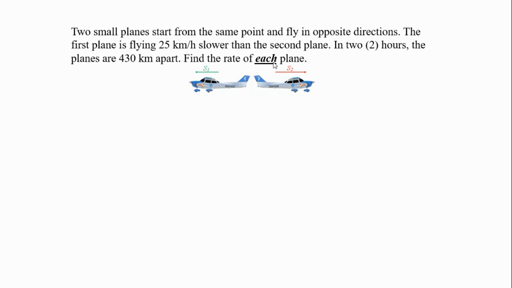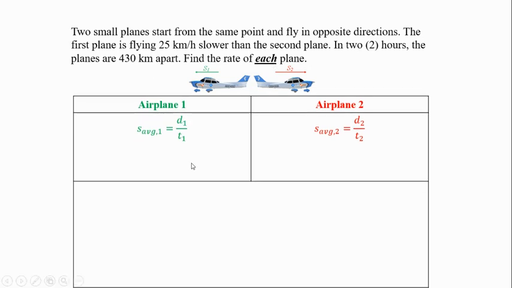So let's go ahead and attack this problem. I would highly encourage you to set up some sort of chart just to keep your information organized. So here I have plane 1 in green, plane 2 in red, just based on the diagram there. And then I would normally start off with the average speed function, which is equal to distance over time. So I did that on the left and on the right. This one is a little tricky because you have to know what term is the same and what term is not. In this case, we don't know what the average speed for the first plane is, so I would just leave it alone and carry it down.